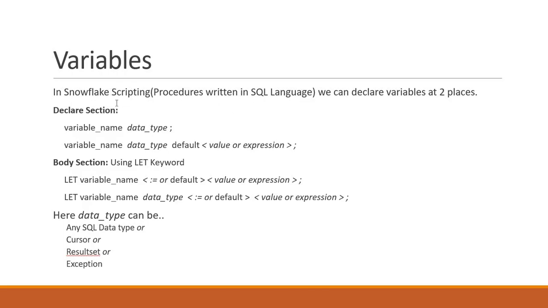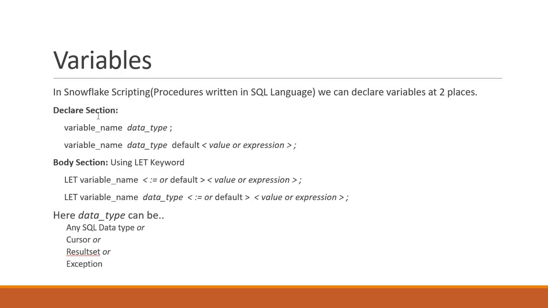In this Snowflake scripting, we can declare variables at two places: in the declaration section and in the body section. If I want to declare the variables in the declaration section, I can simply give the variable name and the corresponding data type. If I want to declare a variable of a numeric type, I can give the data type as integer or decimal or number, like that.